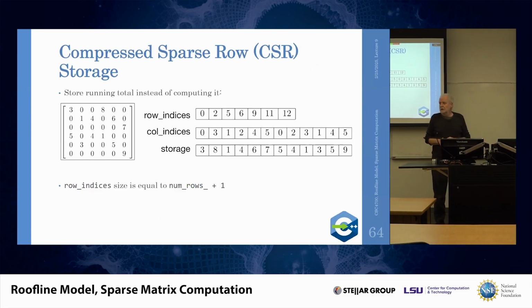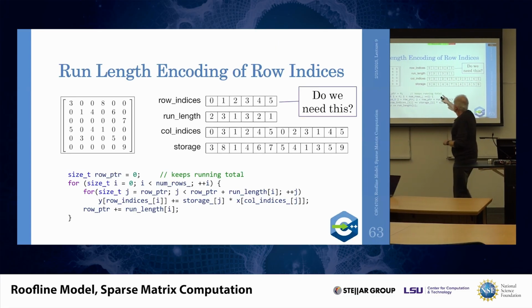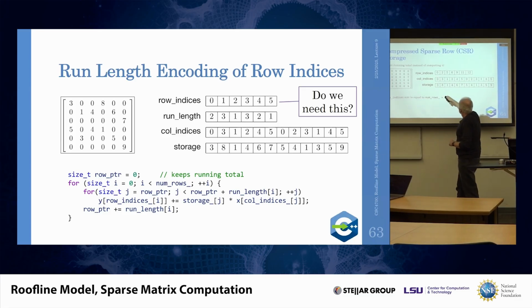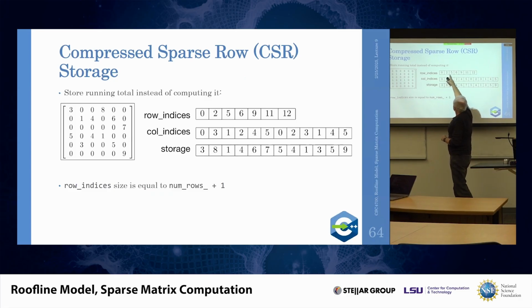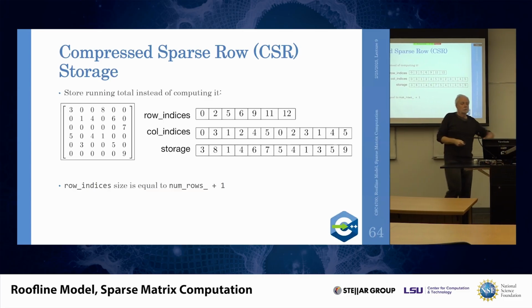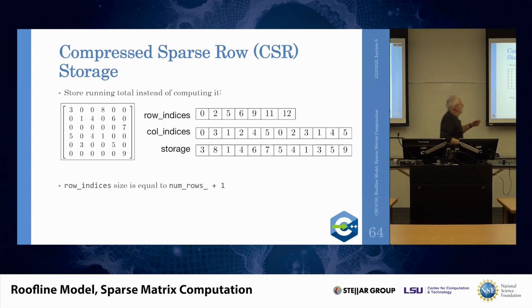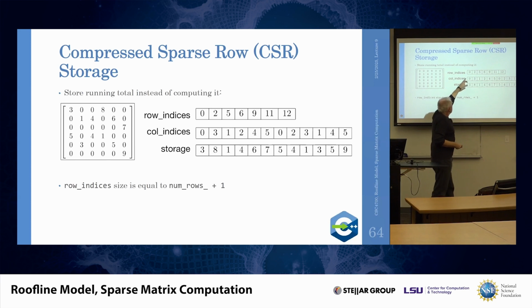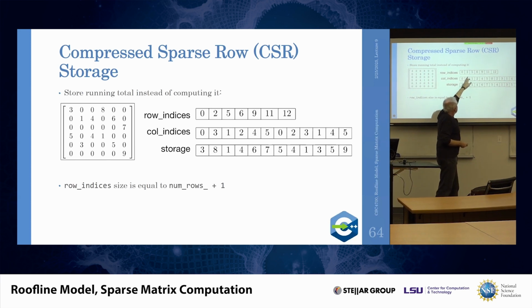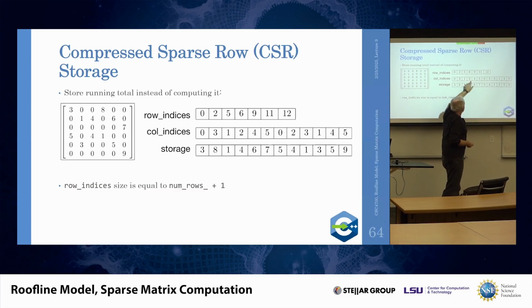But even better, we don't even have to compute the run lengths if we can just store them. Why not store the starting point of the next row in our run lengths directly? So the first row starts at 0, and the second row starts at 2. That means these 2 are elements in row 0. The next row starts at 2, goes to 5, so we have 3 elements, and so on and so on.